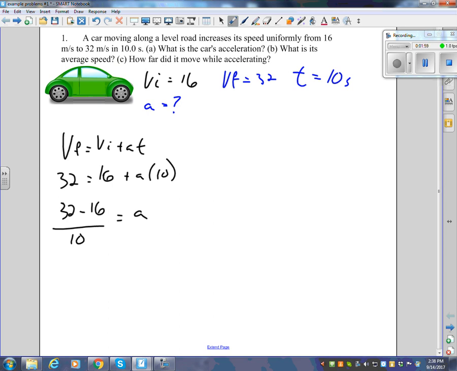I would expect over three-quarters of you to be able to do that in one step. If you can't do it, work towards that. If you need to write it down in 2 steps, it's okay, but let's work towards this, okay? So that's going to be 32 minus 16 is 16, divided by 10, 1.6 meters per second squared.